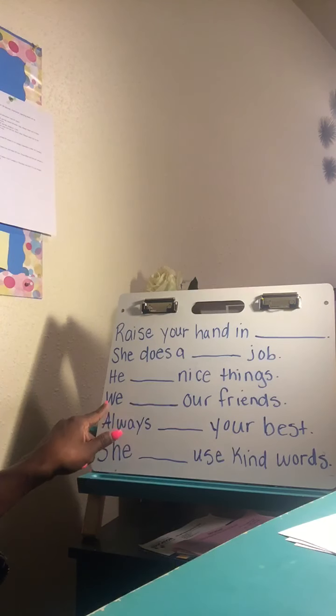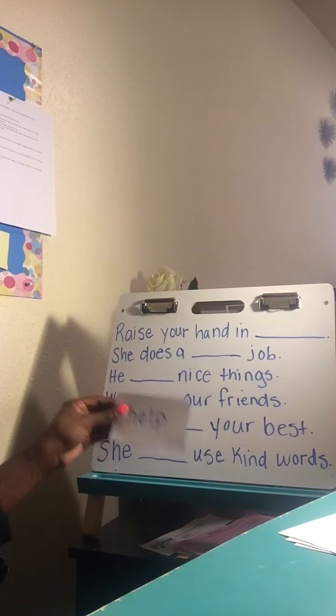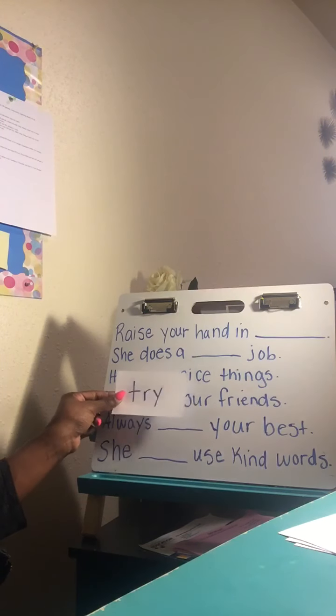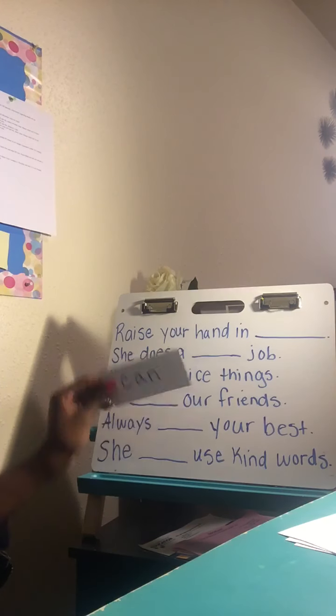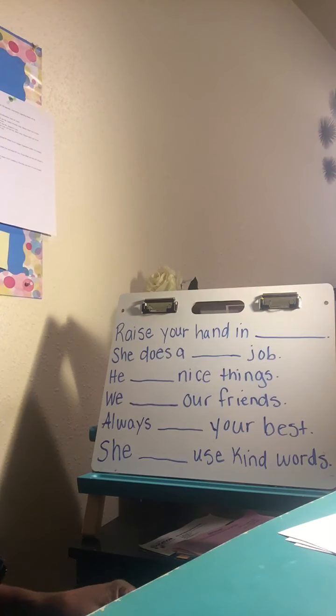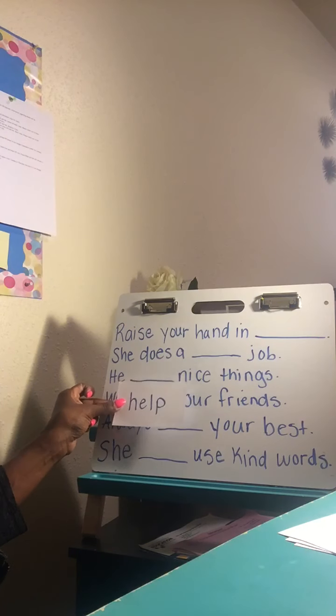Number 4, we blank our friends. We help our friends. We try our friends. Or we can our friends. Which word makes sense? We help our friends. If you said help, you are correct.